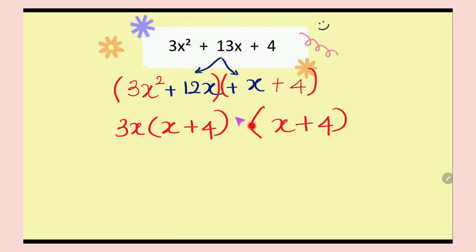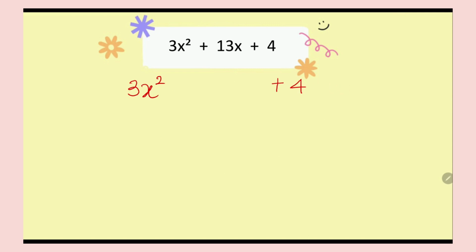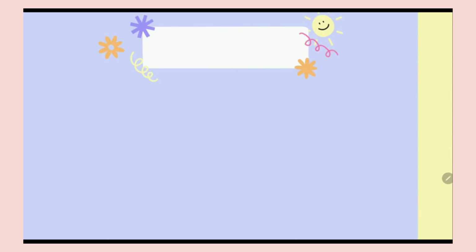So how can we take the common term out? We can take a 1. 1 times x, 1 times 4. So now we have x plus 4 as common between these two. So x plus 4 and 3x plus 1. All right, I'm pretty sure that you got it. We'll do a few more examples so you'll get it better, and then we can do the sum.